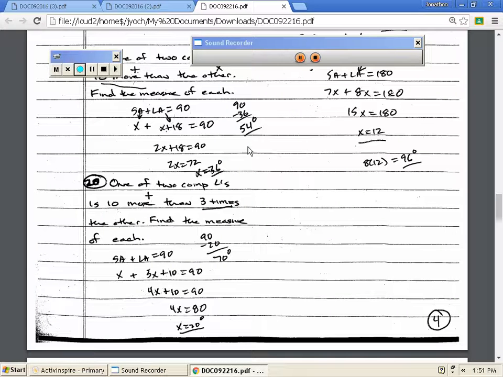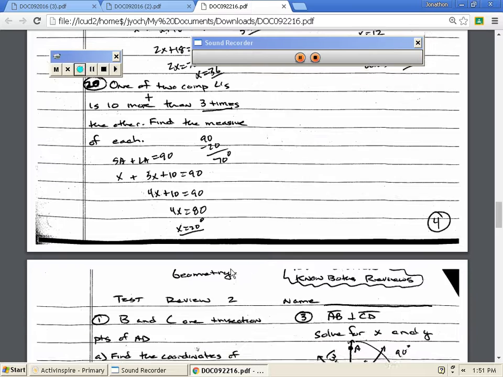Alright, on 20, one of two complementary angles is 10 more than 3 times the other. That sounds like 3x plus 10 as the large angle. The small angle is always x. Complements add to 90. 4x plus 10 is 90. X is 20. 90 minus 20 is 70.